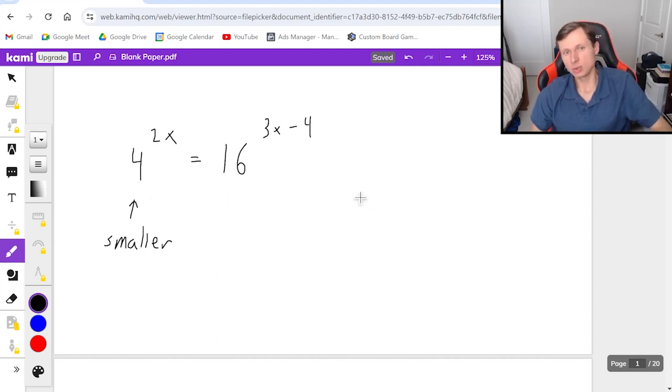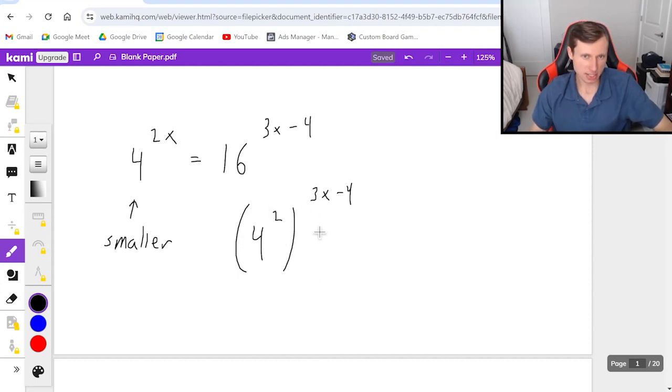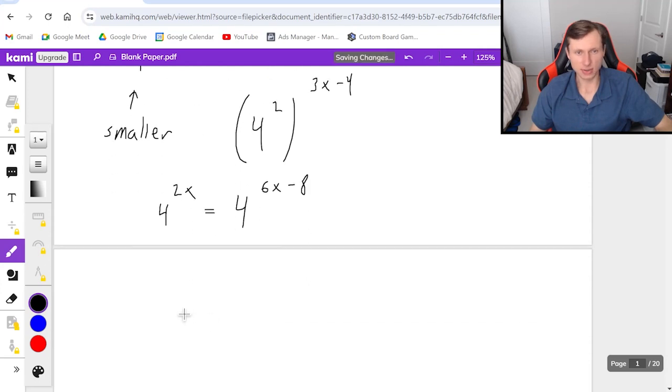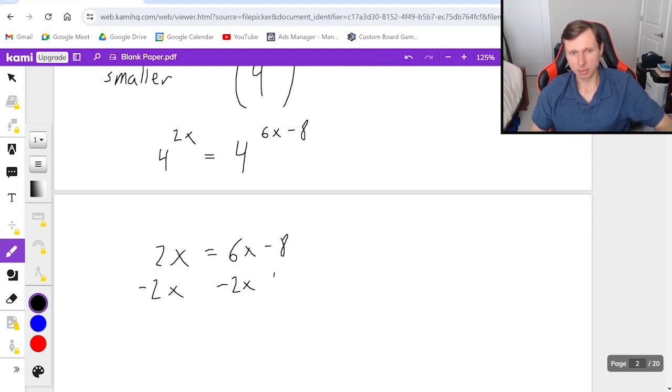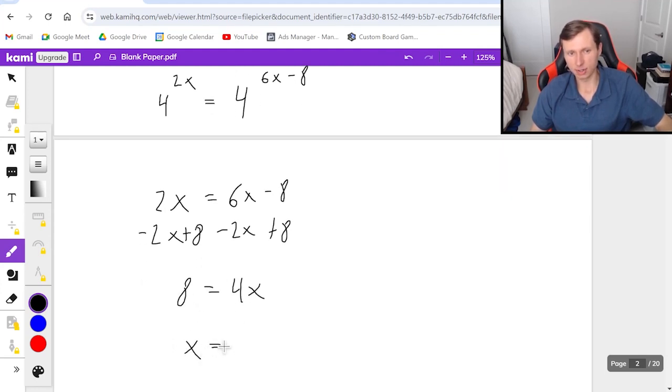And the way you do that is you say 16 is really just 4 squared, still raised to the 3x minus 4. And now we use our little property of exponents that says if I have an exponent raised to an exponent, I can distribute or multiply the exponents. So now it's 4 to the 6x minus 8. That's the right side. The left side is still 4 to the 2x. Now the bases are the same, so I can say 2x equals 6x minus 8, and then I can easily solve. Minus 2x, plus 8. 8 equals 4x, and then divide by 4, x equals 2.